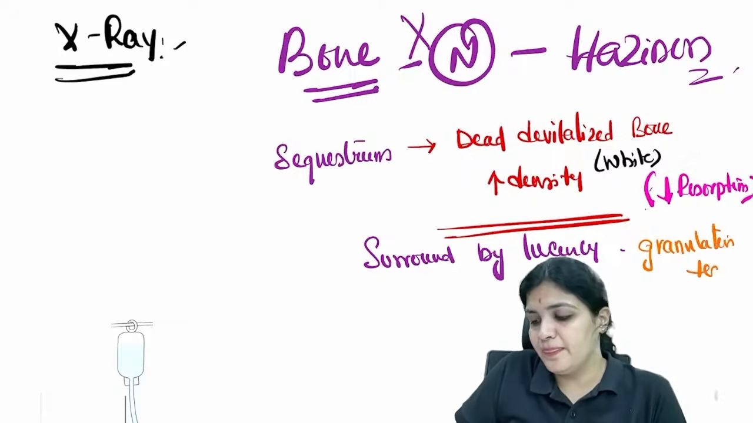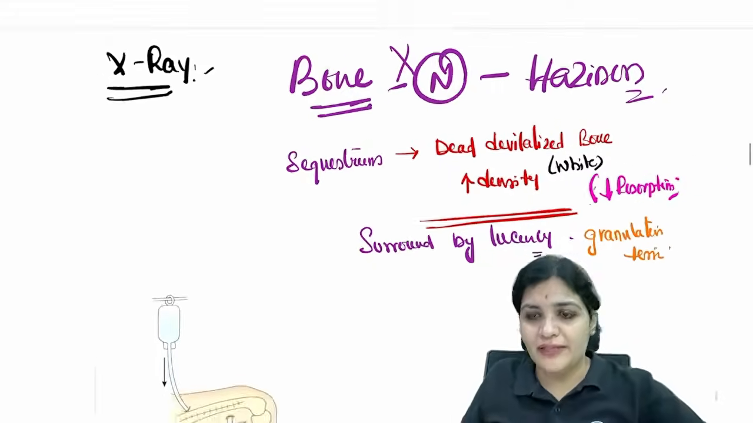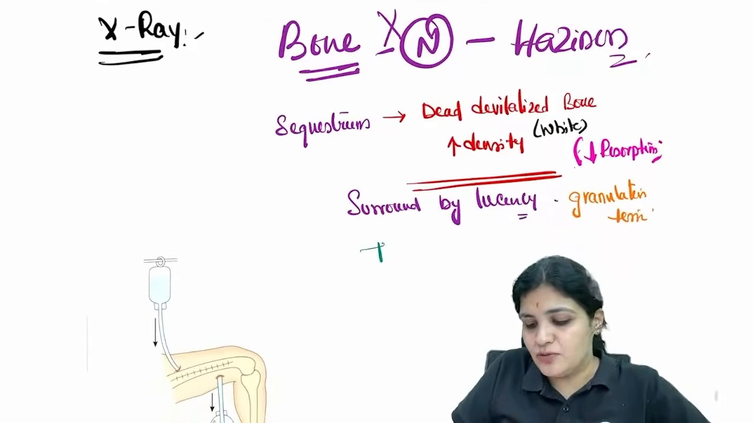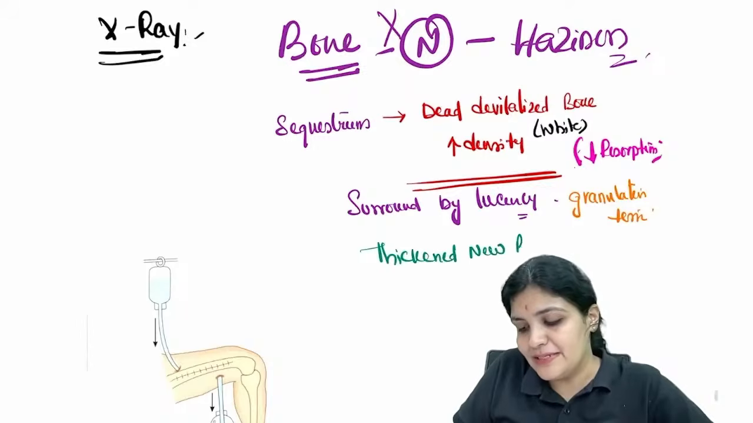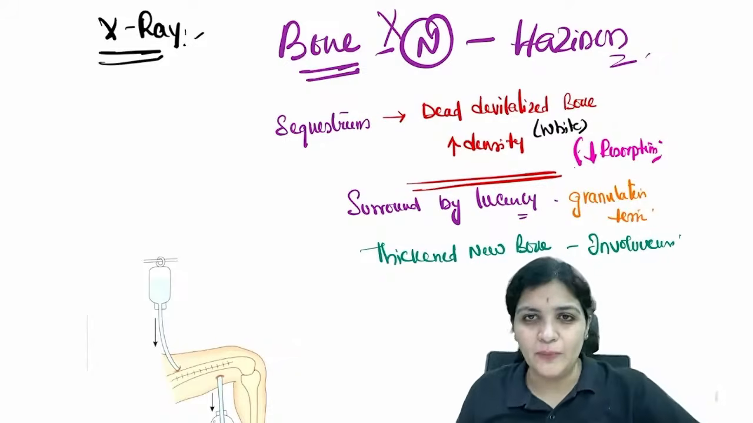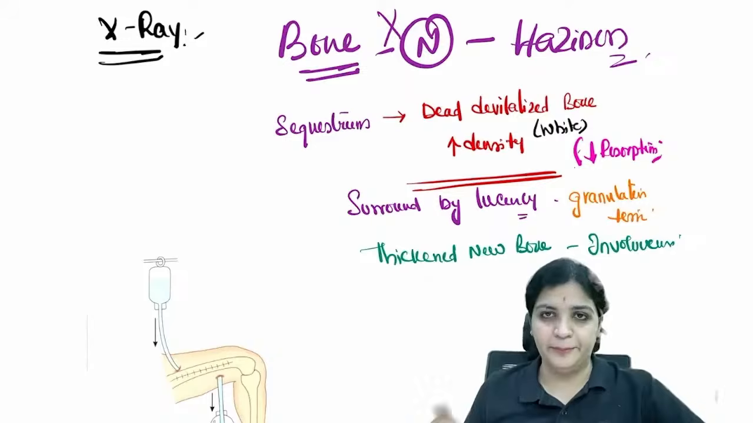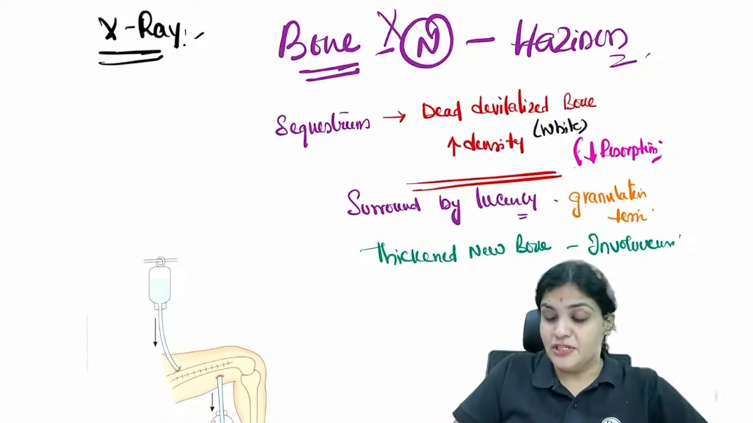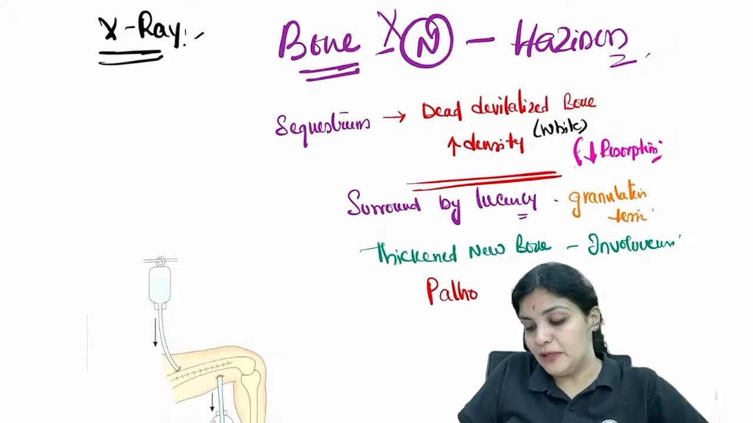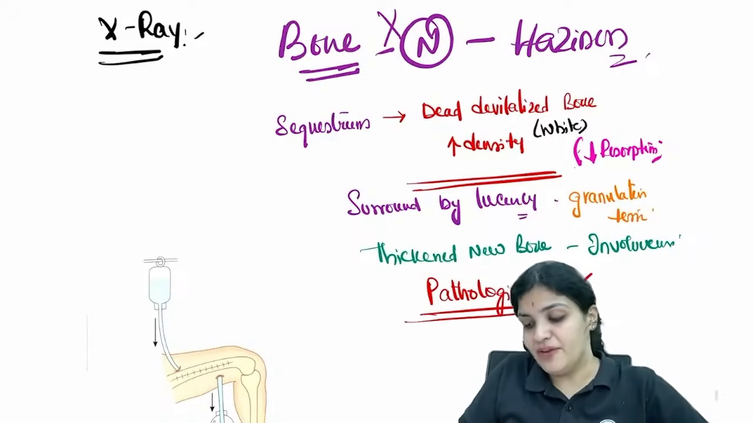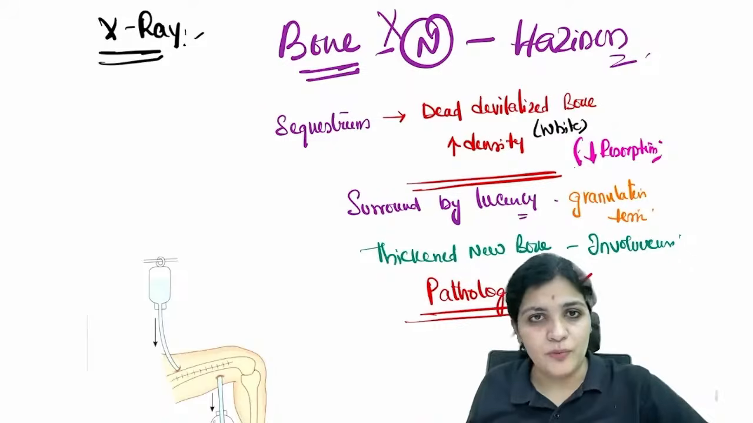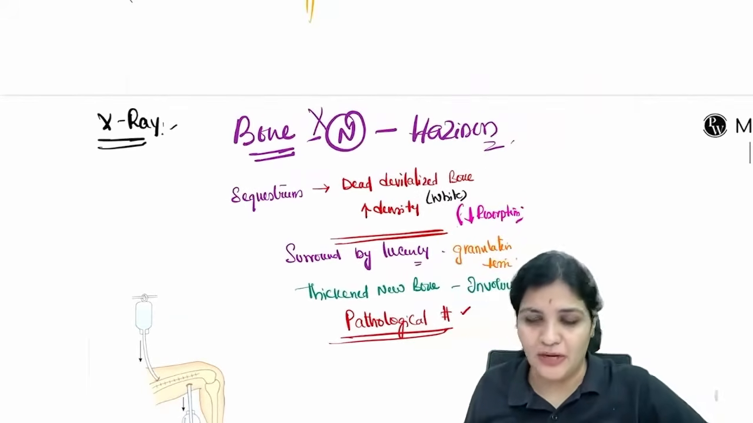Right? Clear? So that is how you read the X-ray, and you find next to it a thickened new bone. So this bone which is formed is thickened, and this new bone, again we know, is called the involucrum, and you can see some openings on the involucrum which are called the cloaca, right? And sometimes the patient can also present with pathological fractures. So you have to always look for pathological fractures as well on the X-ray.